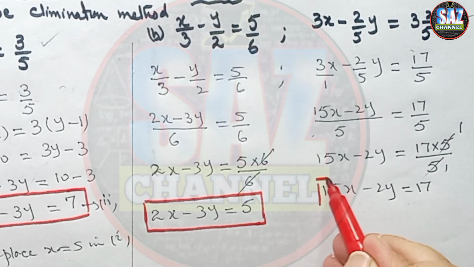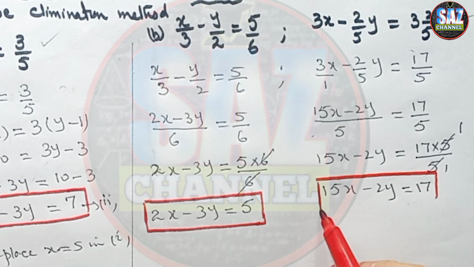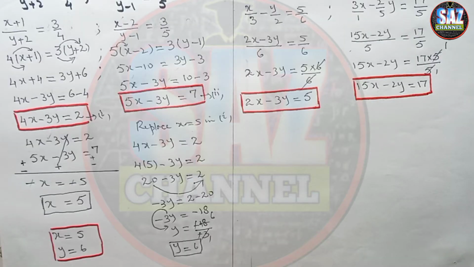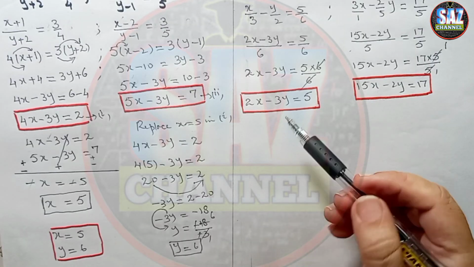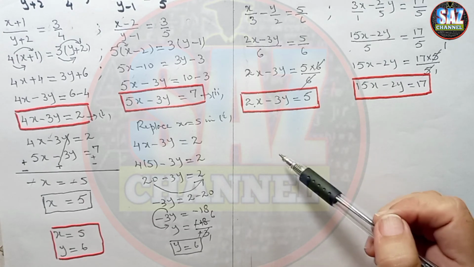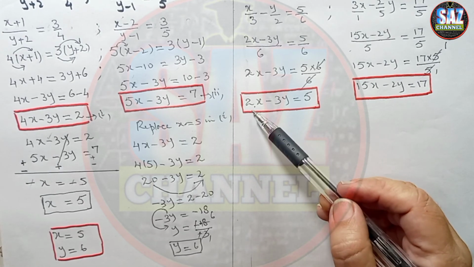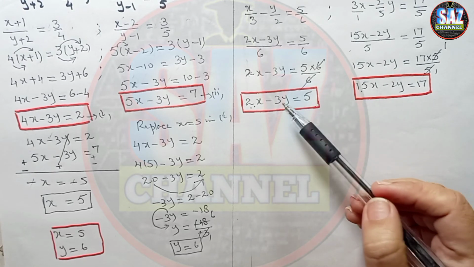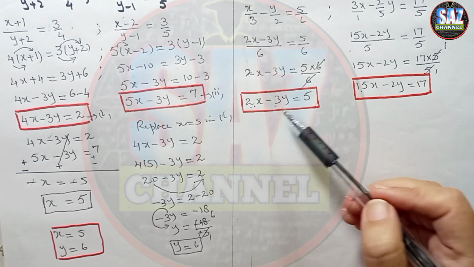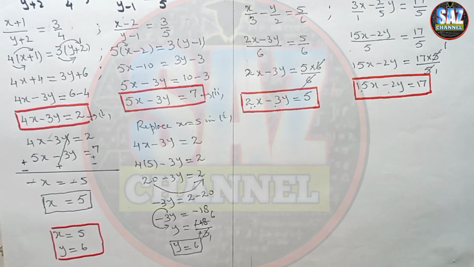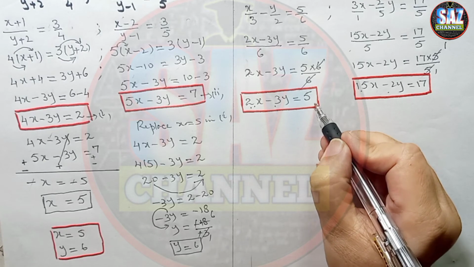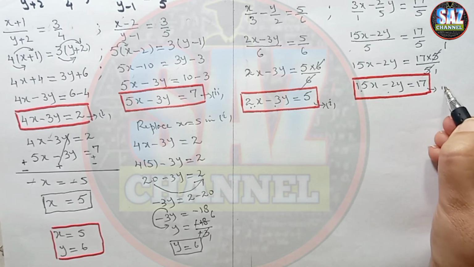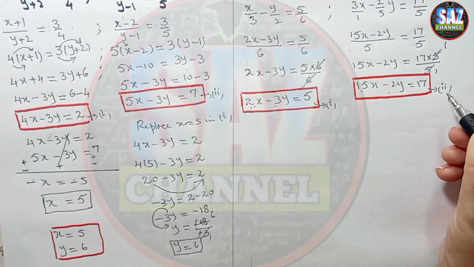Okay, now as the question says that I have to solve the question by elimination method. Now what we have to do, we have to observe the coefficients of x and y in both the equations. The coefficient of x in the first equation is 2, while in the second equation it is 15, and the coefficient of y in the first equation is 3, and in the second equation is 2. So I have to balance the coefficient of any one of the variables in both the equations. And now for that purpose I have to take the LCM.